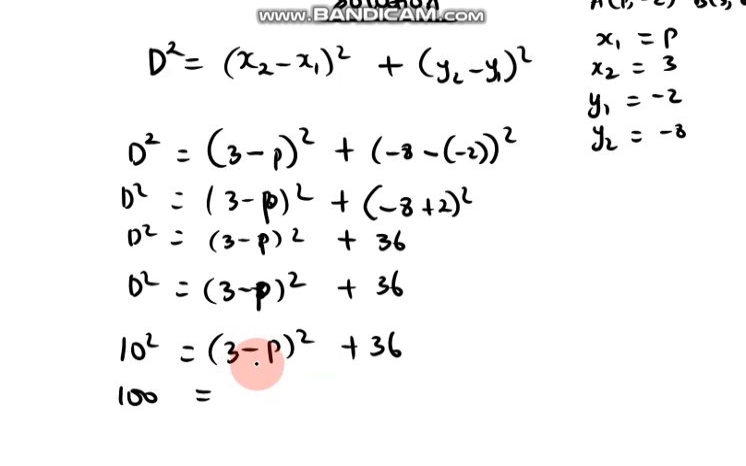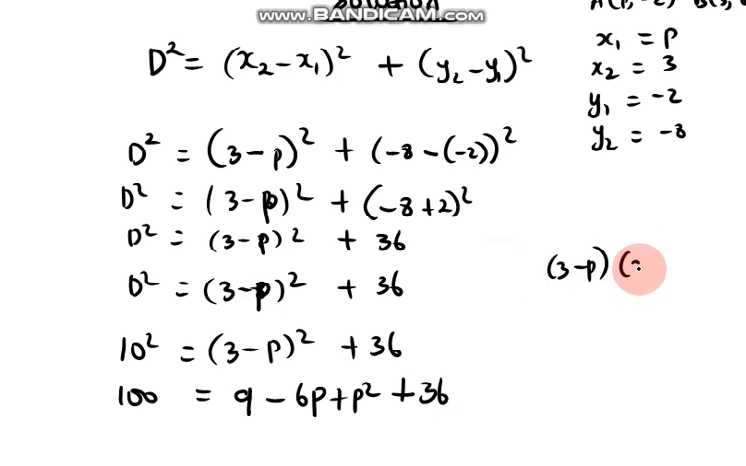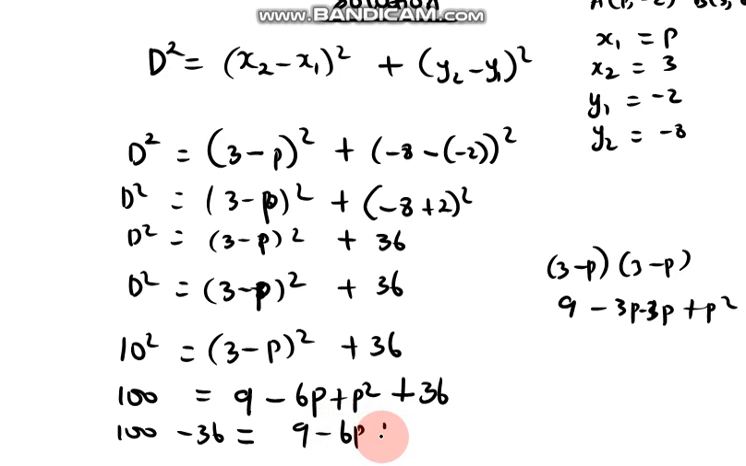If you open this up with the normal opening of brackets, we have 3 minus p and 3 minus p. That will be 9 minus 3p minus 3p plus p square, plus 36, so 9 minus 6p plus p square plus 36. Now if you take this 36 to this side, that will be 100 minus 36 equal to 9 minus 6p plus p square.